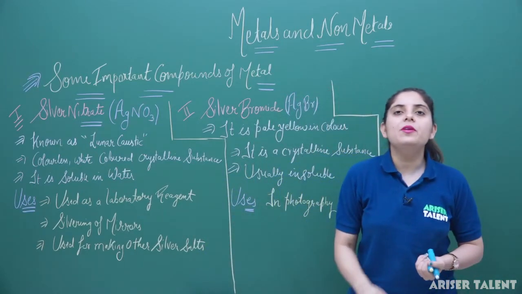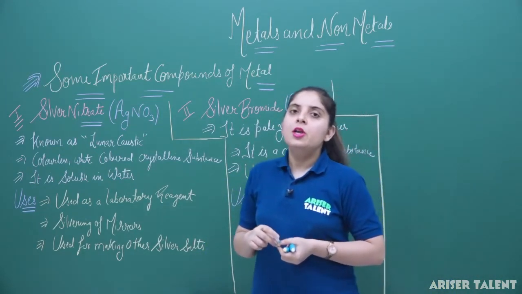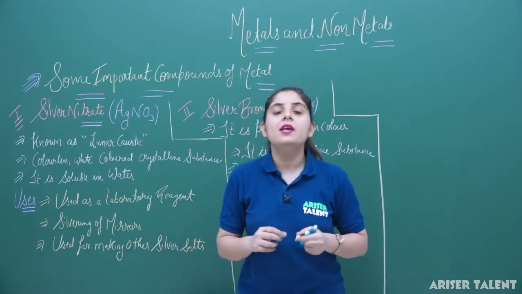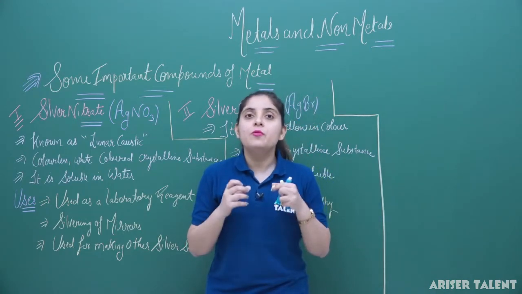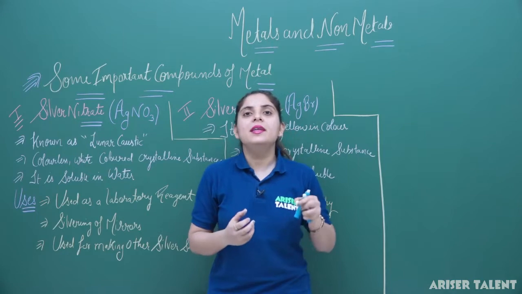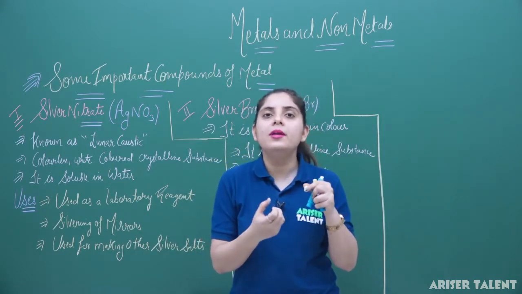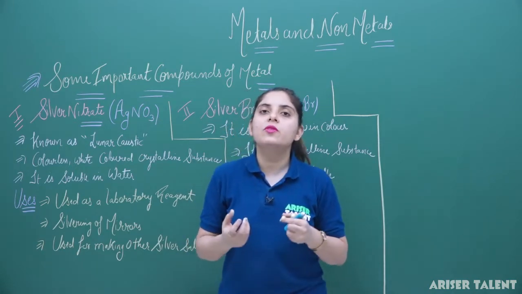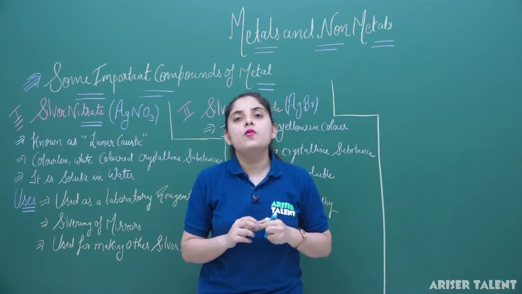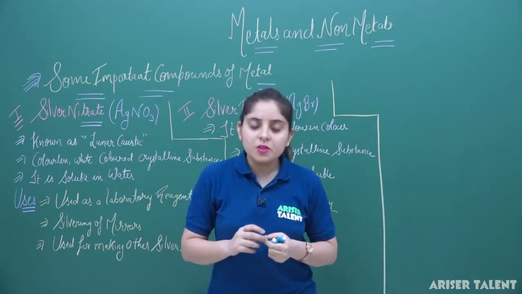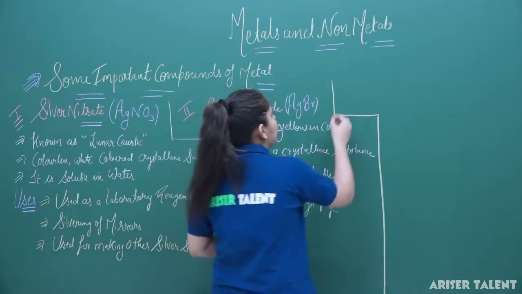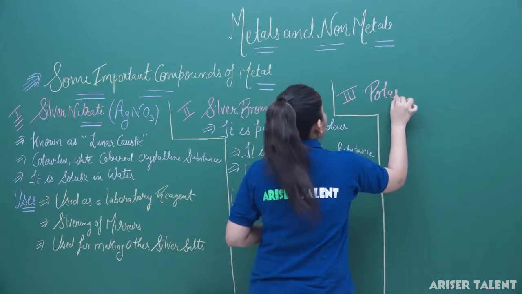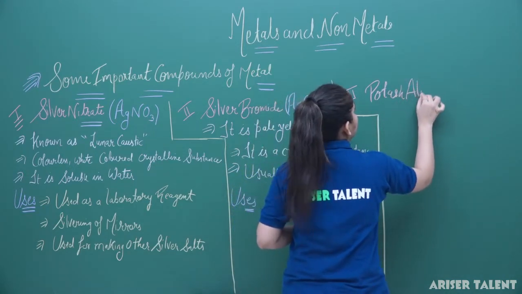Now we are moving to our third compound, that is potash alum. Students, you have heard about potash alum, which is called fitkari in Hindi, and which is used to purify water for our household purposes. As the water contains dust and dirt particles, the impurities settle at the bottom of the tank or container. Generally it is used for the purification and softening of water. So our third component is potash alum.